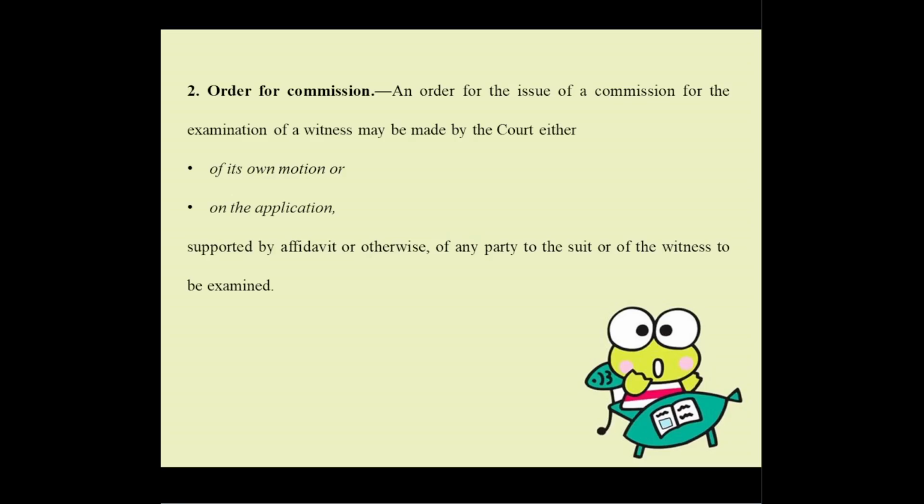So, moving further, Rule 2 of Order 26 states that an order for the issue of a commission for the examination of a witness may be made by the court either of its own motion or on the application of the parties, which has to be supported by the affidavit or otherwise. So basically, this power of the court can be exercised either on the application submitted by the parties to the suit, or the court may even exercise its power on its own motion.